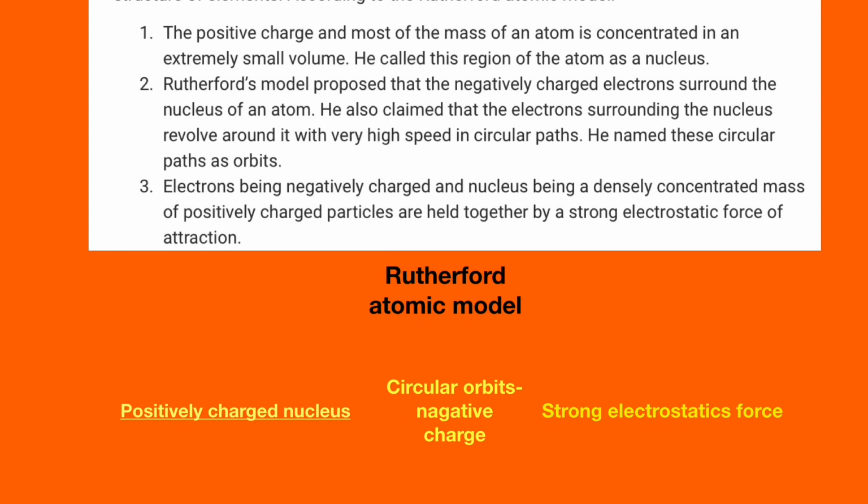And the third point is that the electron is negatively charged and the nucleus is positively charged, so they must be held together by some force, which is called electrostatic force. So these are the 3 points of Rutherford's atomic model.